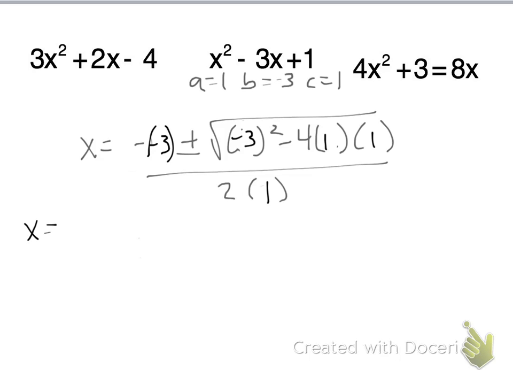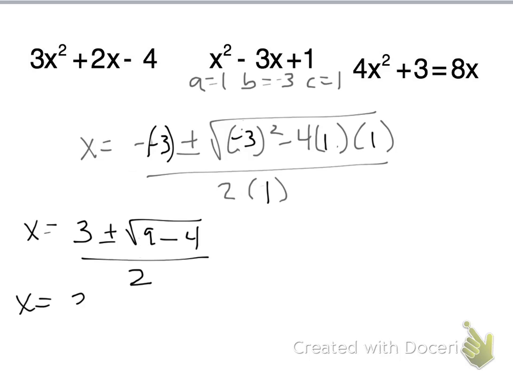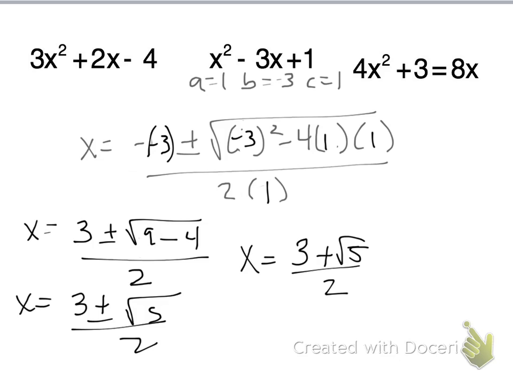So we got x equals, 2 negatives make a positive 3. Negative 3 squared is 9. Negative 4 times 1 is 4, and 2 times 1 is 2. So x equals 3 plus or minus the square root of 5 over 2. Split it up, so x equals 3 plus the square root of 5 over 2, and x equals 3 minus the square root of 5 over 2. Then when you plug it into your calculator, you put 3 plus the square root of 5, enter, and then divide by 2, and do the same thing with the minus sign.